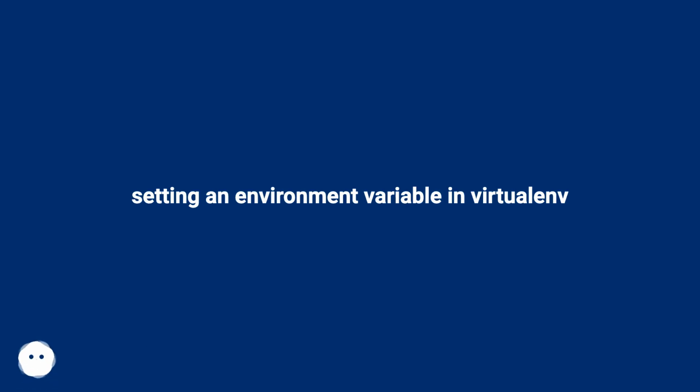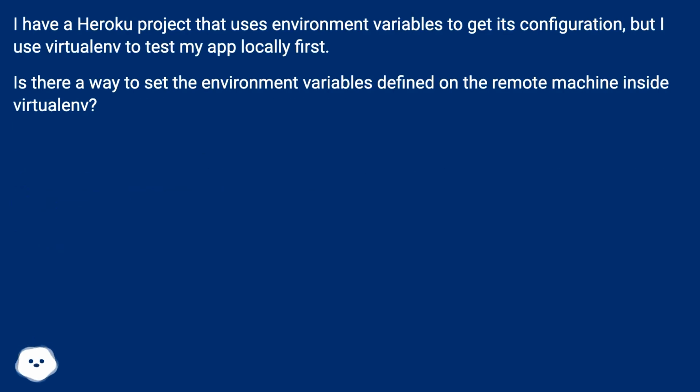Setting an environment variable in Virtualenv. I have a Heroku project that uses environment variables to get its configuration, but I use Virtualenv to test my app locally first. Is there a way to set the environment variables defined on the remote machine inside Virtualenv?